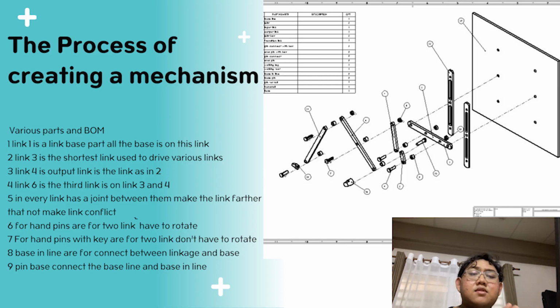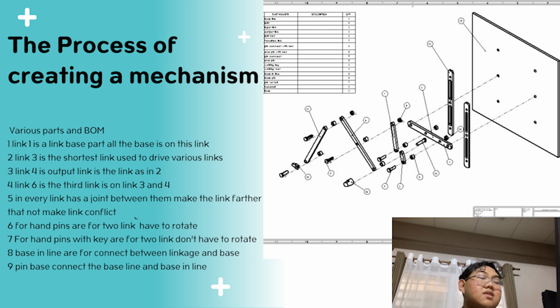This stage is the process of creating a mechanism. We split it in two parts, but first we have to look at the variant parts and BOM. Link 1 is a base link. All the links are on this part. Link 3 is the shortest link, used to drive the various links. And link 4 is named the output link. It's on the base, like link 3.